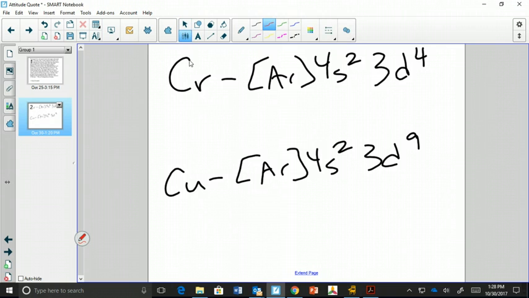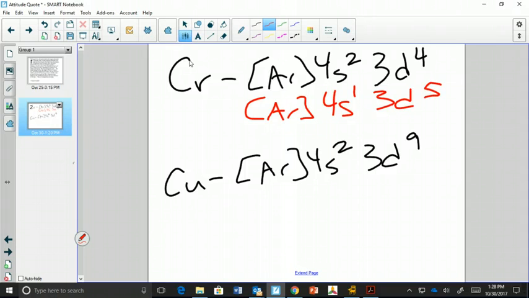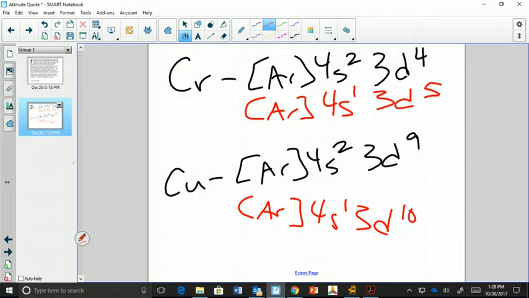What we find is that actually their configuration is 4s1 3d5 for chromium. For copper, it's argon 4s1 3d10. And you say, wait, what? Why would it do it that way?